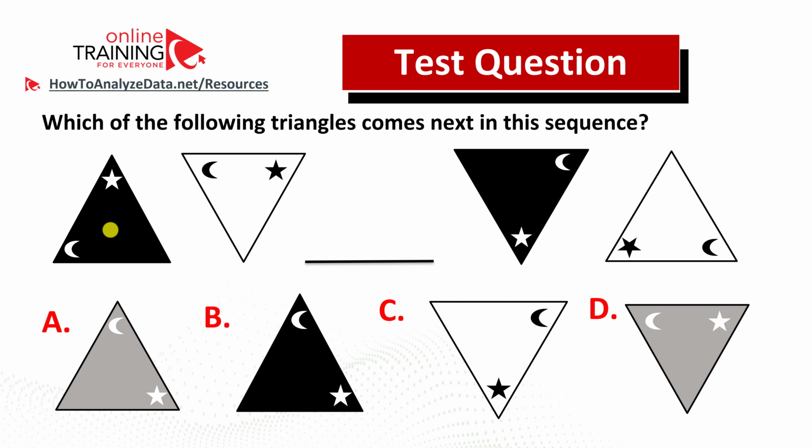And this is the pattern of pointing. You see that the first triangle is pointing upward, the second triangle points down, so the next triangle in the pattern will be pointing up as well, and the only gray triangle that points up is choice A. Hopefully you've nailed this question and now know how to see the patterns and solve these types of challenges on the test.